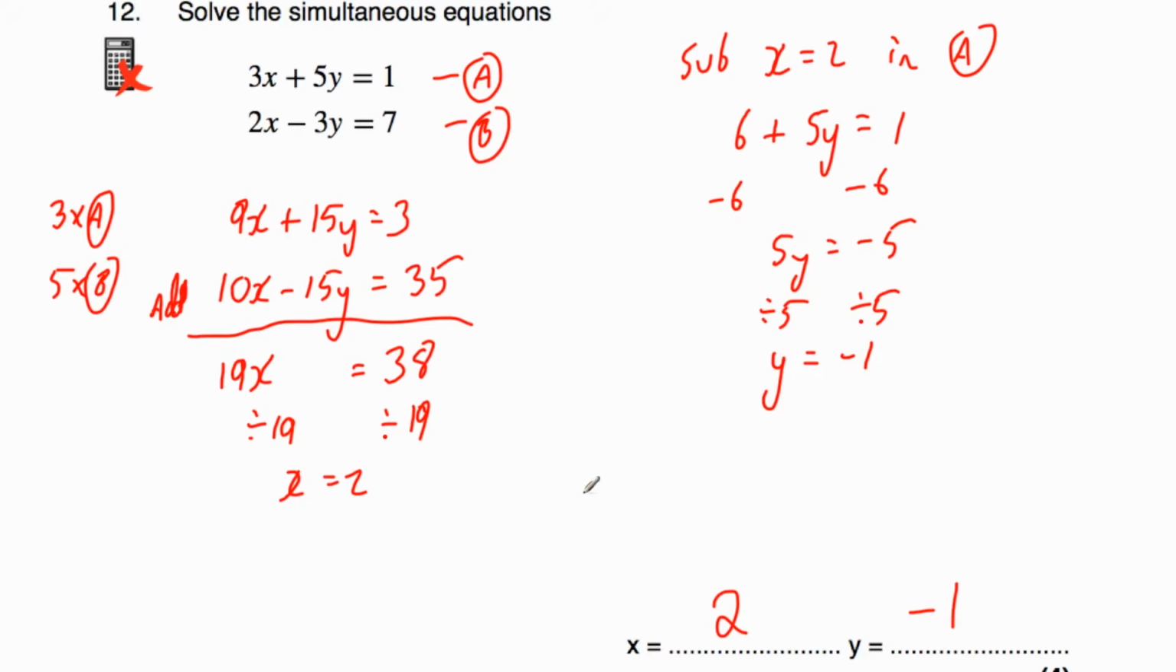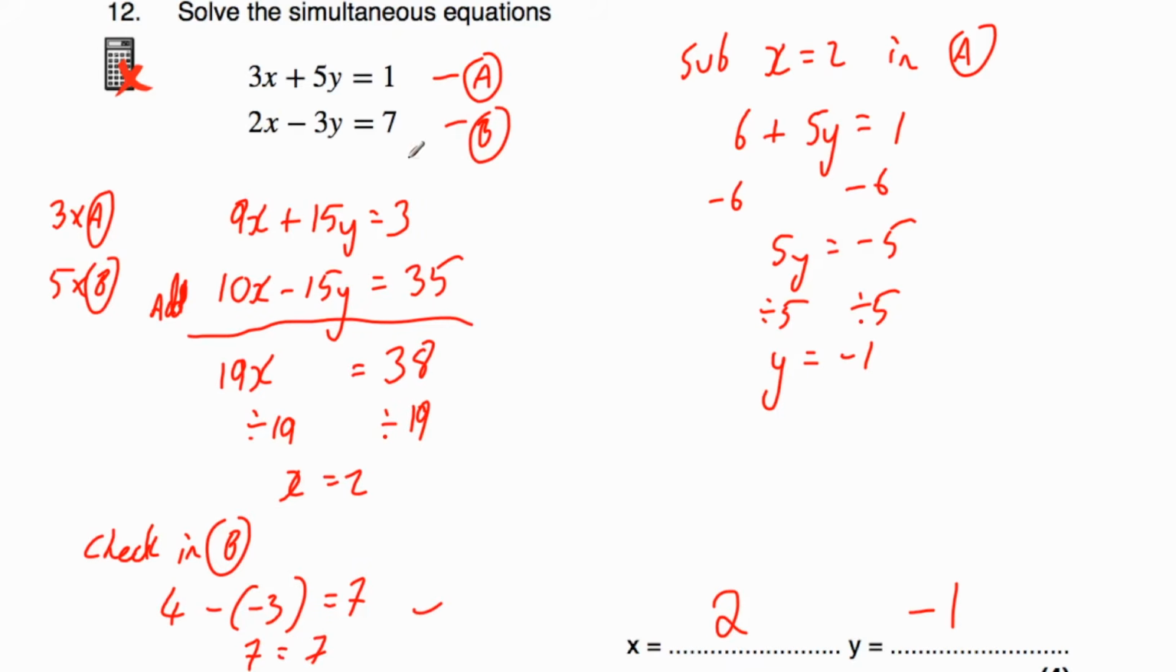And we can check our answer. Let's check by substituting these into B. So check in B. And that would be 2 times x. So that's going to be 2 times 2, 4. We've then got minus, and then we've got 3 times y. So 3 times minus 1 is minus 3. So 4 minus minus 3 should hopefully be equal to 7. And 4 minus minus 3, well, that's 4 plus 3, and that's 7. So that's correct. So 7 equals 7.